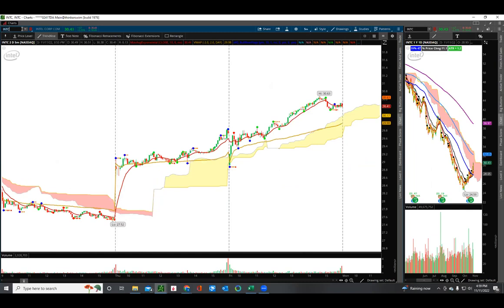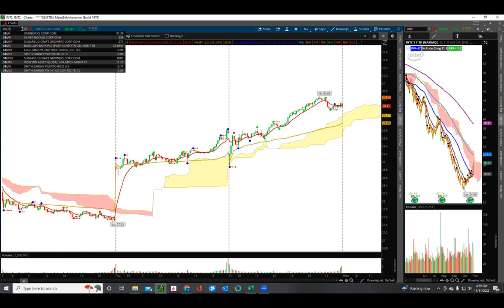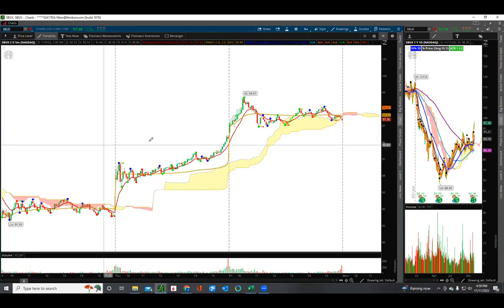Let me see if we can get something that is moving in and out through the cloud. Yeah, so here at some point price would have been inside the cloud, and that's neutral.